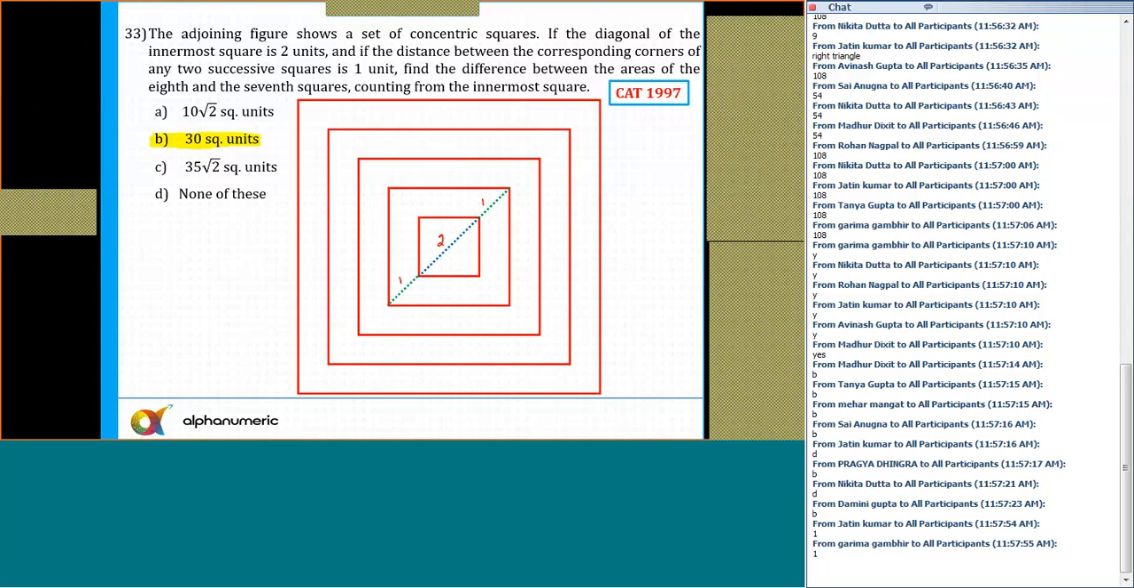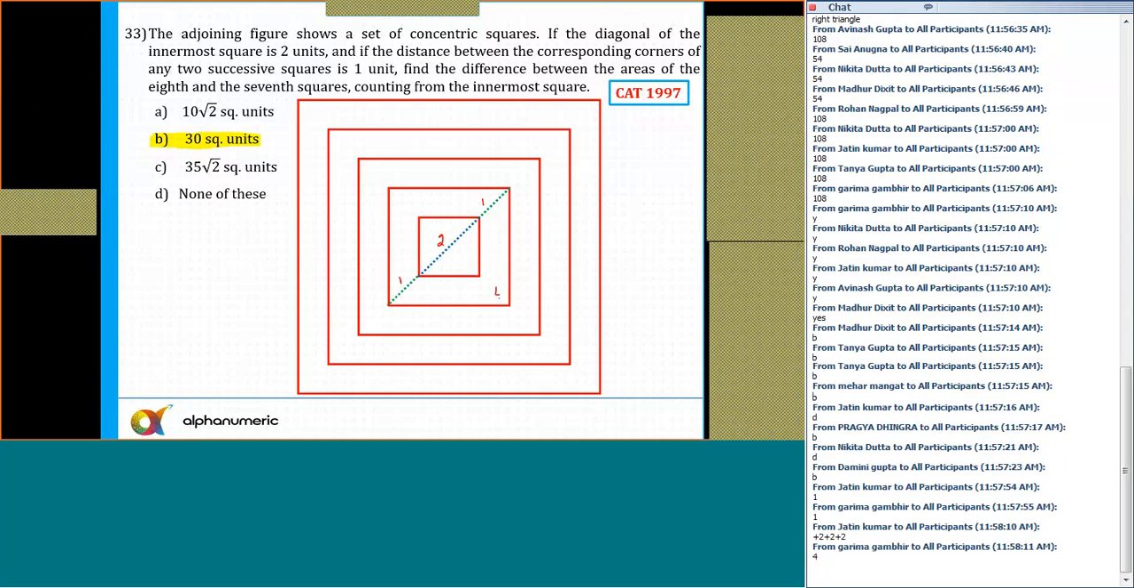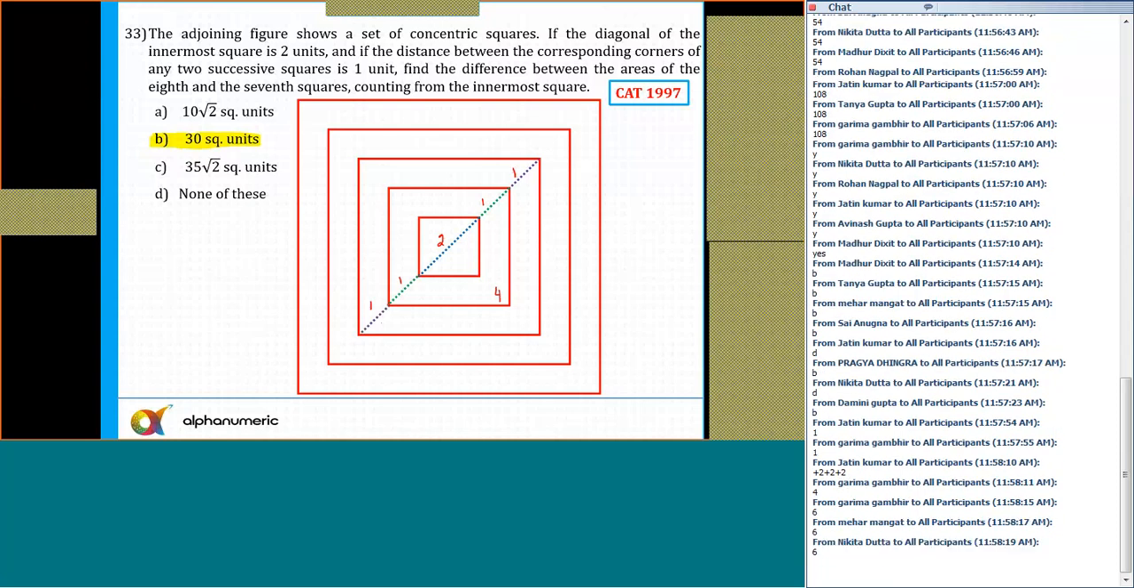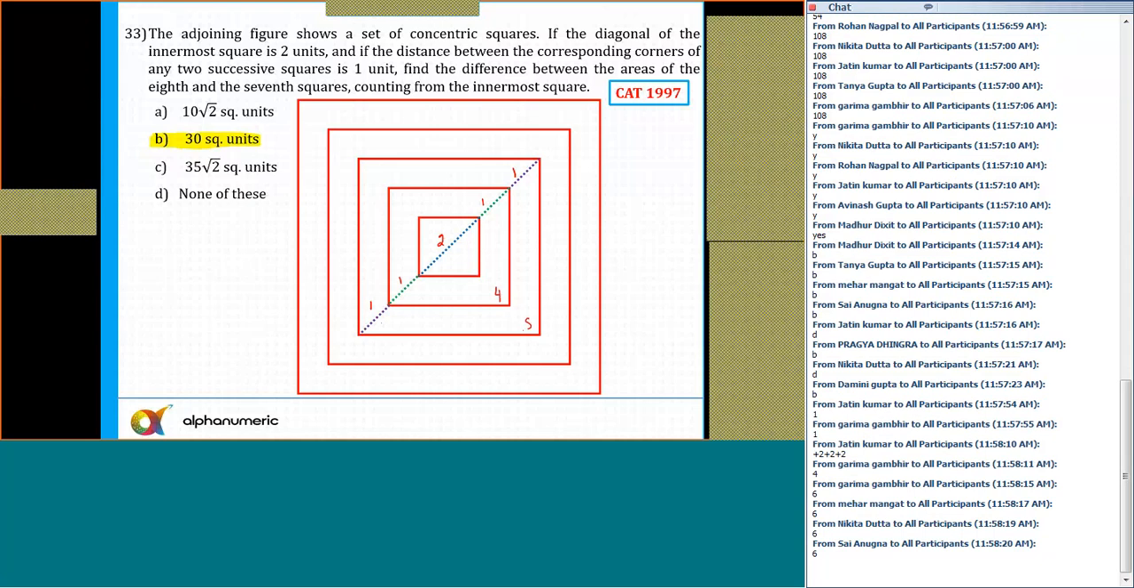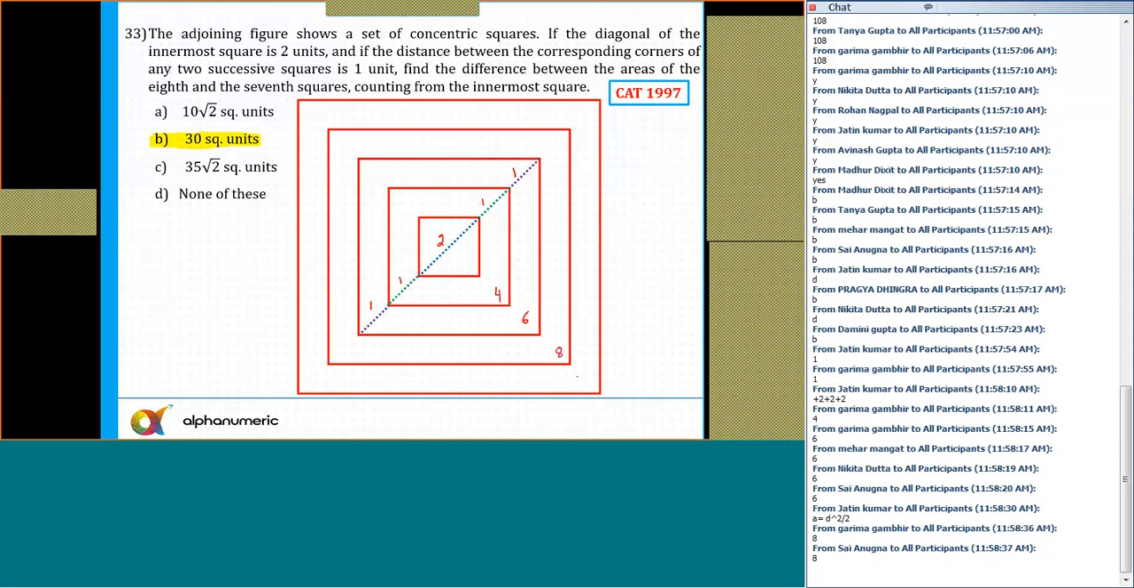For the first square, the length of the diagonal is 2. For the second square, the length of the diagonal is 4. For the third square, what is the length of the diagonal? Again, this is 1 unit, and then this is also 1 unit. So the diagonal is 2 plus 2, 4, plus 2, which is 6. For the fourth square, it is 8. For the fifth, it will be equal to 10.